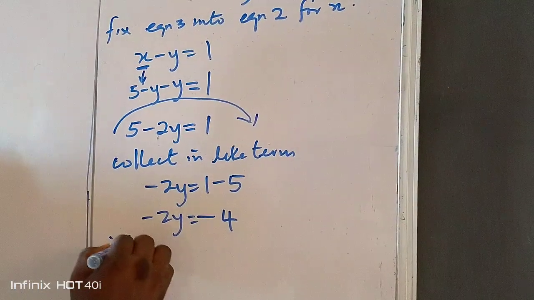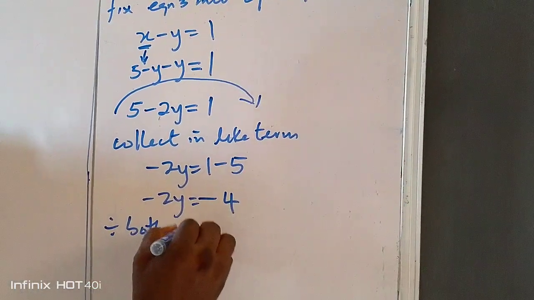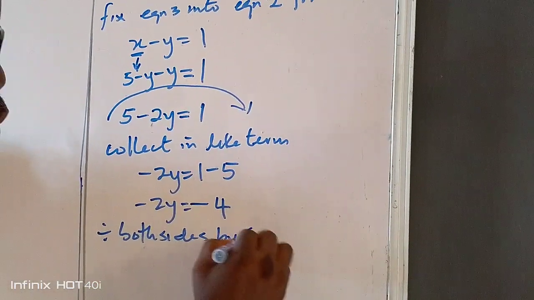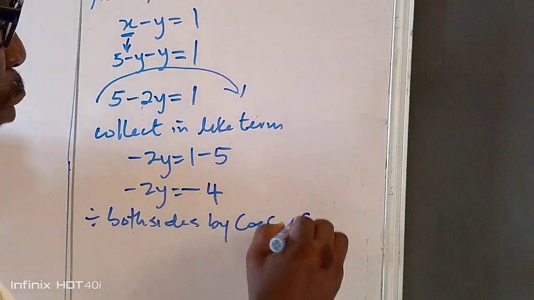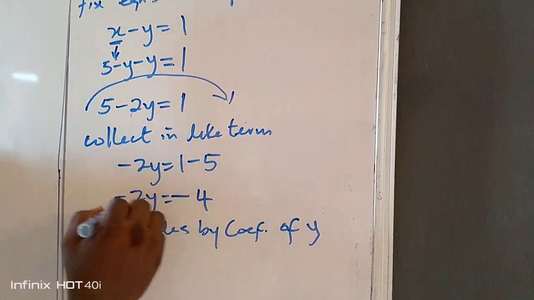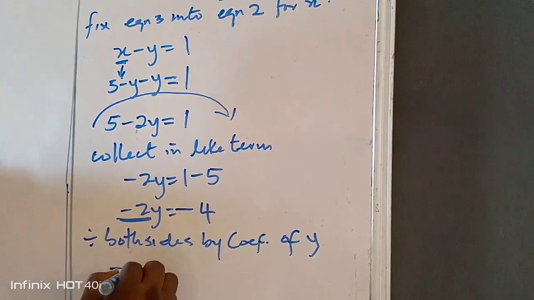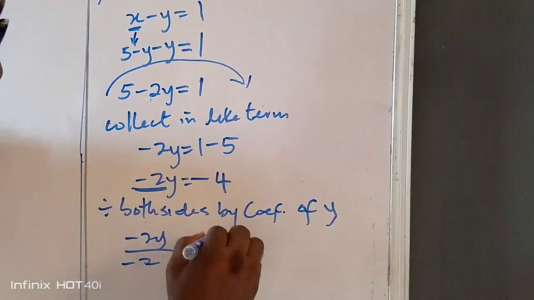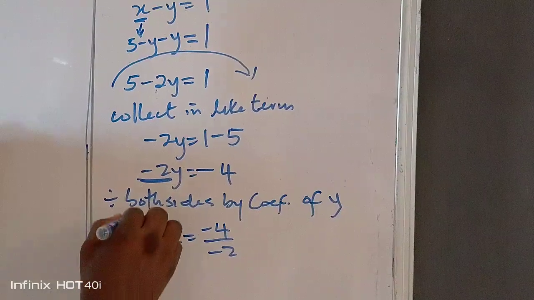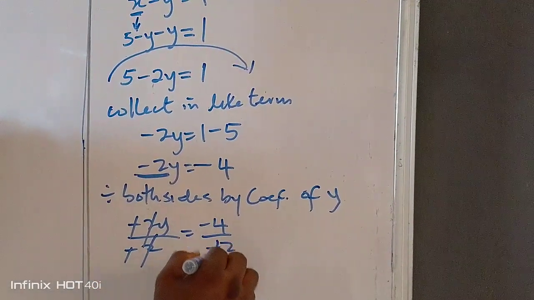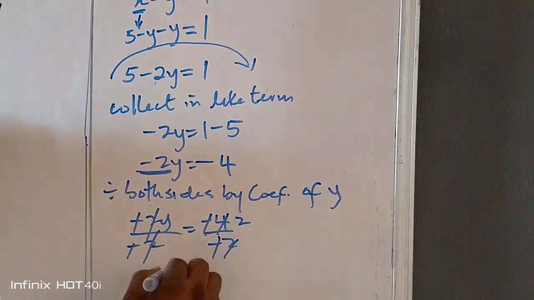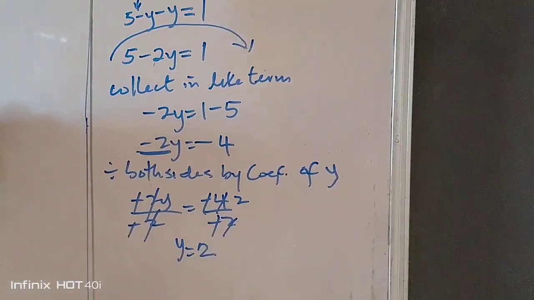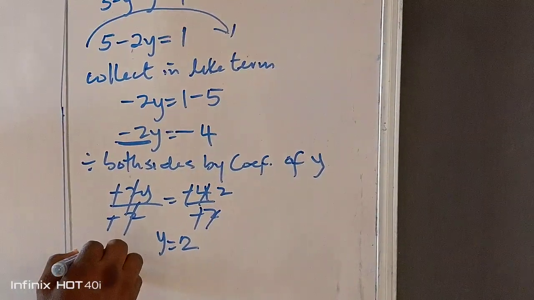So I divide both sides by what? The coefficient of y. What's the coefficient of y? Minus 2. So I'll say minus 2y divided by minus 2 is equal to minus 4 divided by minus 2. Minus cancels minus, 2 cancels 2, and this will give me 2. So my y will be what? 2.